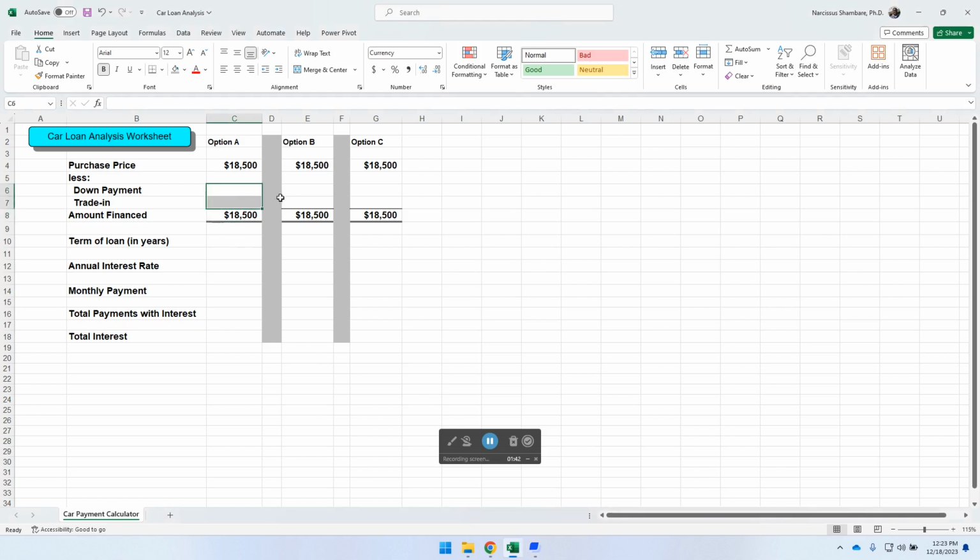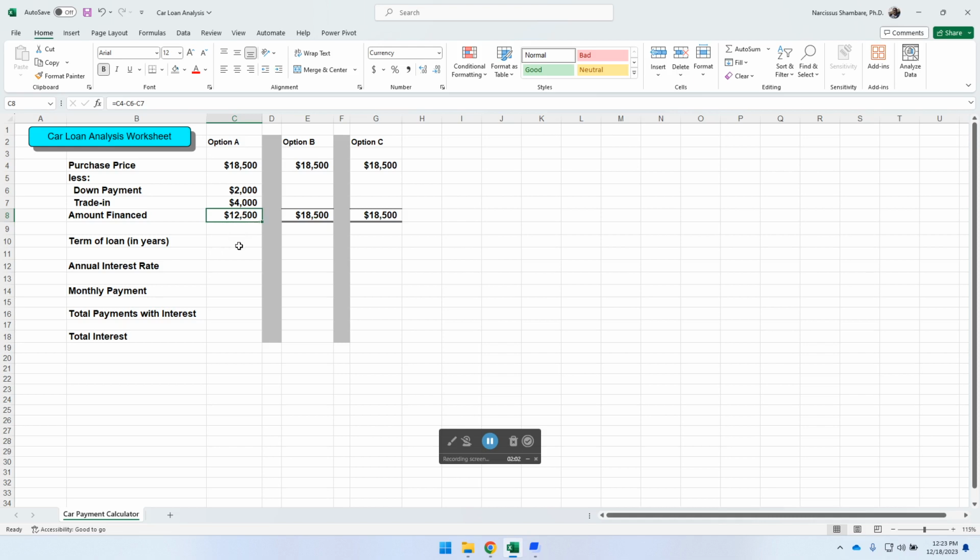So here, let's say option A, we had a down payment of, let's say, $2,000, and then we are trading in an old car, and maybe they give us a valuation of $4,000, right? Which means then the money we're actually going to borrow is $12,500.